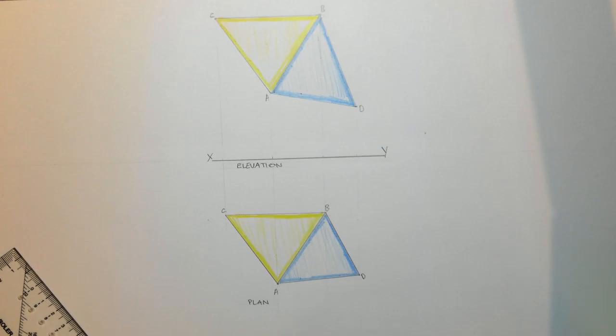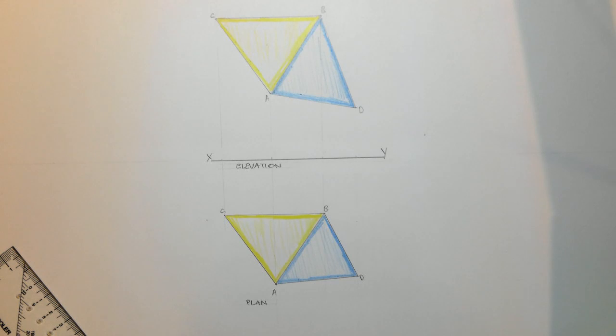In this question here, we're just going to have a look at locating and finding the dihedral angle between two planes. So in this question, we're given a plane ABC and a plane ABD. Here we have both the elevation and plan of those planes mapped out. Both of them are planes that have 3 points.